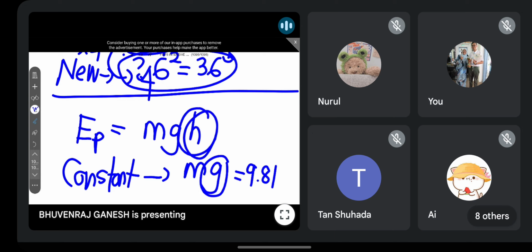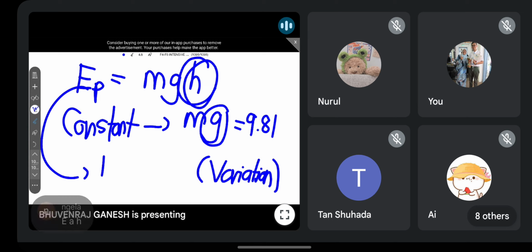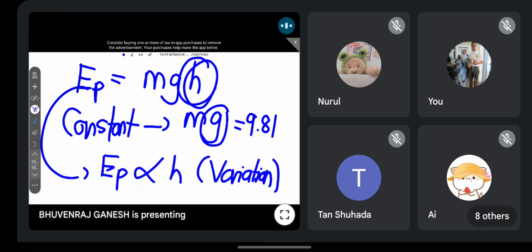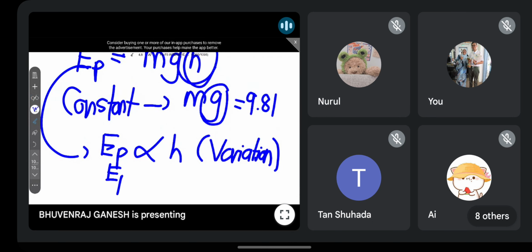But height, you can change. Am I right? You can bring the object higher, bring the object lower, you can change. So, that's why, if I ask you all to write out the variation form, I want the variation form here. Can you all tell me, what is the variation form here? Based on this equation, its variation form. Can you type it to me? How does the variation form look? Yes, very good. P alpha H. Understand guys? Can you understand? Because MG is your constant. So basically, when you convert variation to equation, you will get KH.